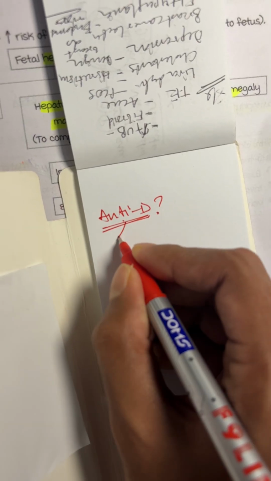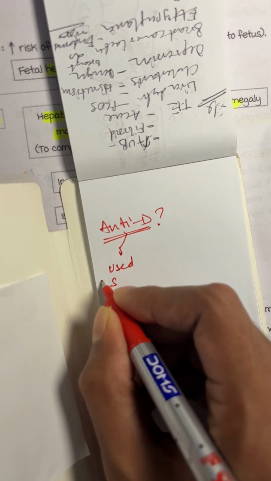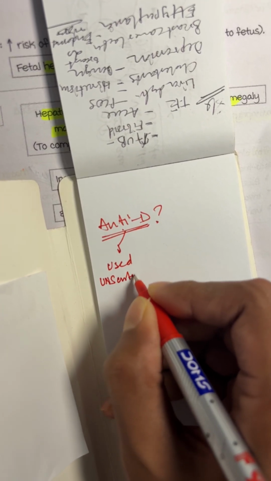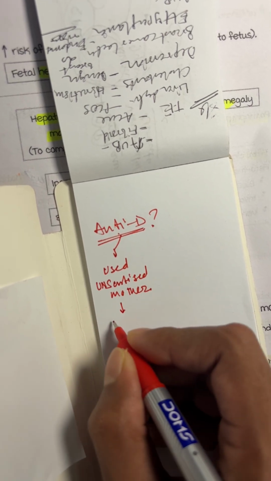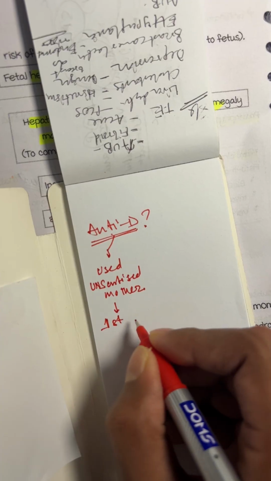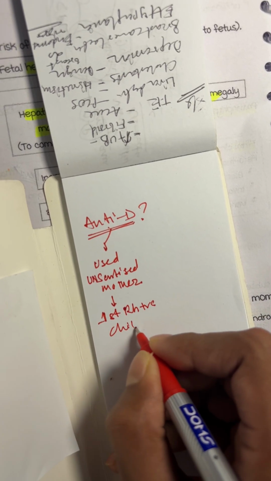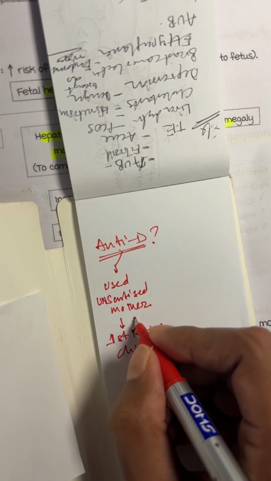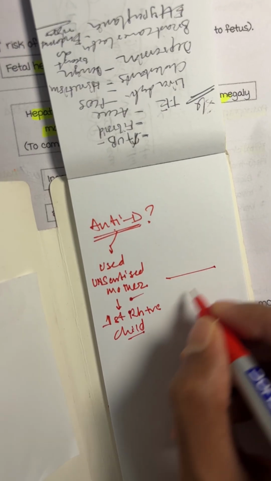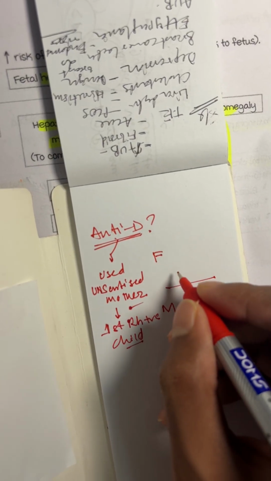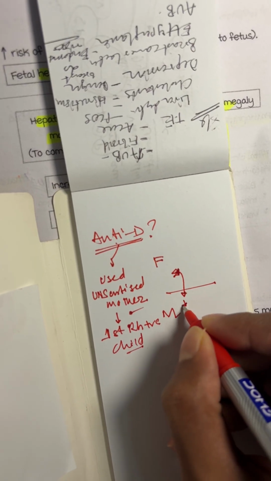The main thing you need to know is that it is only used in an unsensitized mother. Easily said, a mother that is giving birth to her first Rh positive child. Only in such a mother can I use anti-D, right? Because how does anti-D work? Anti-D works like this: this is the maternal circulation, this is the fetal circulation. From the fetus, this antigen enters into maternal blood.